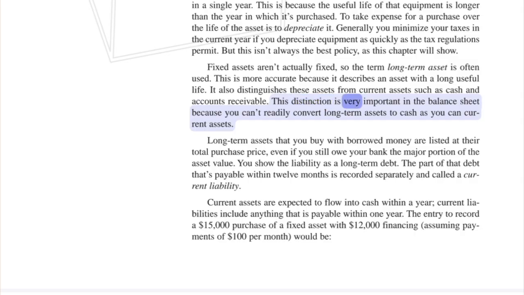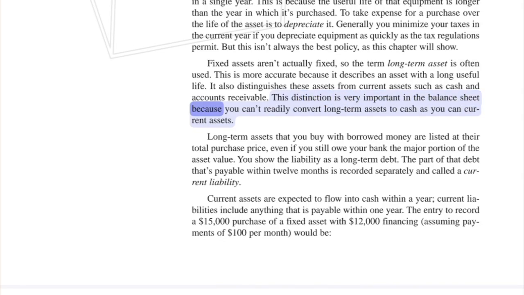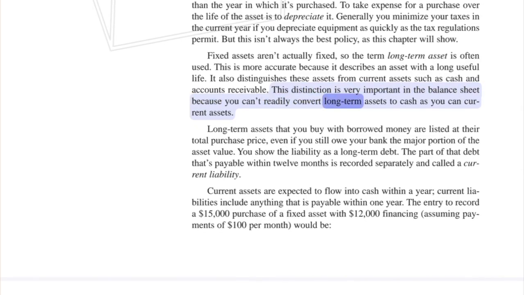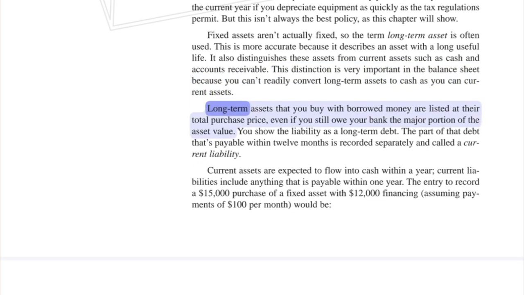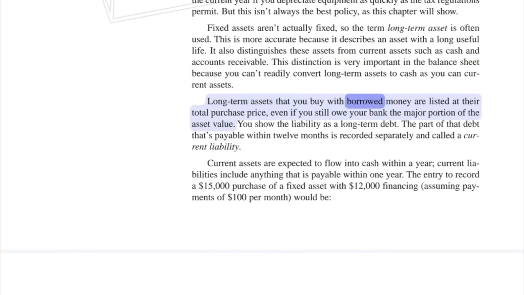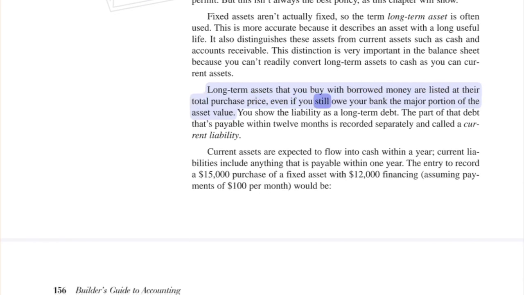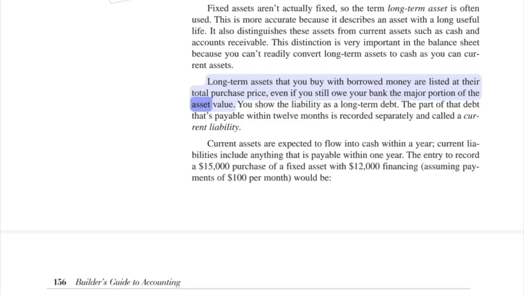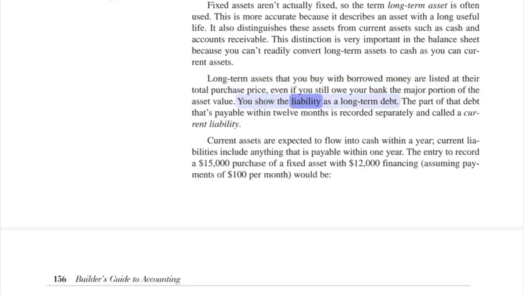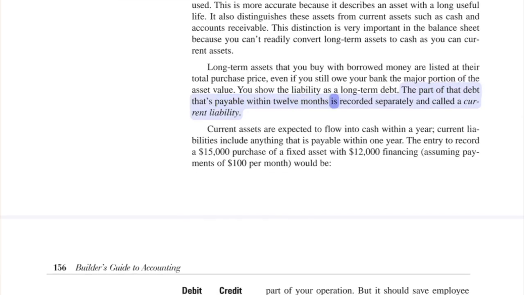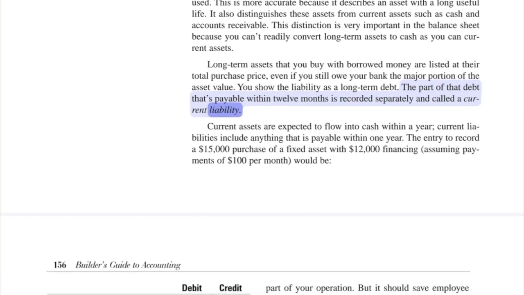This distinction is very important in the balance sheet because you can't readily convert long-term assets to cash as you can current assets. Long-term assets that you buy with borrowed money are listed at their total purchase price, even if you still owe your bank the major portion of the asset value. You show the liability as a long-term debt. The part of that debt that's payable within 12 months is recorded separately and called a current liability.